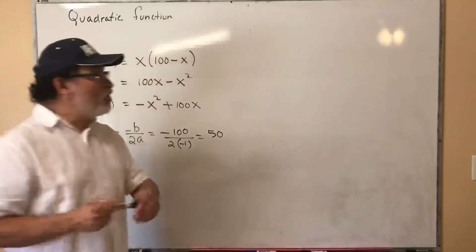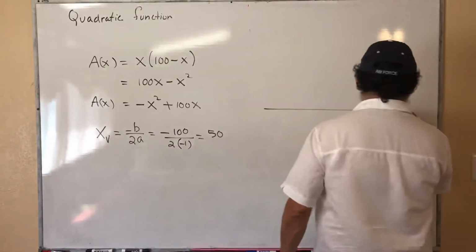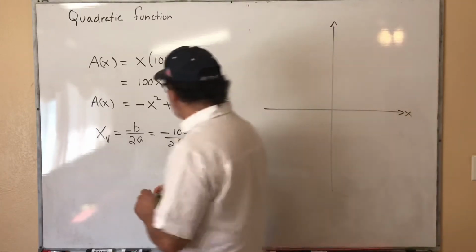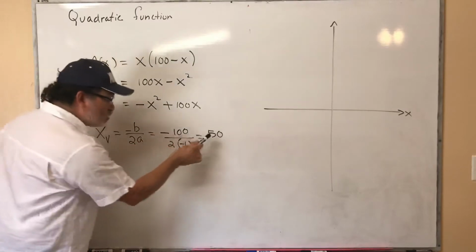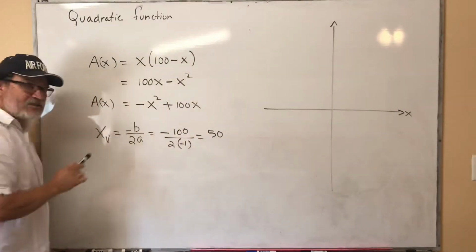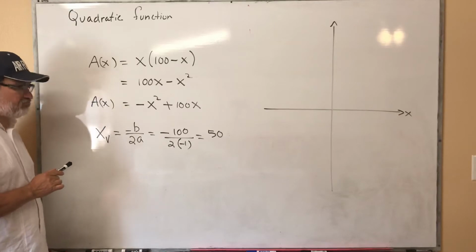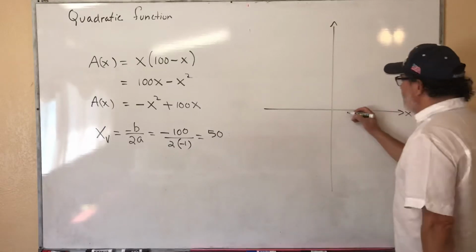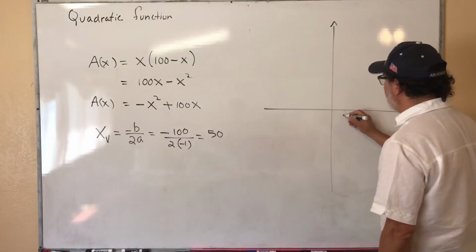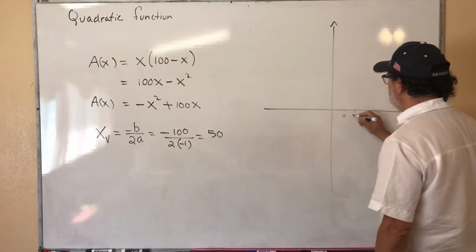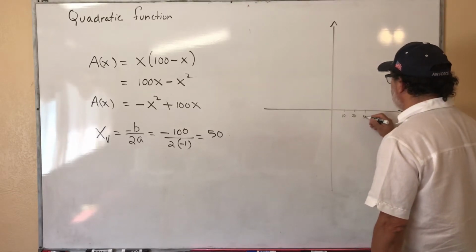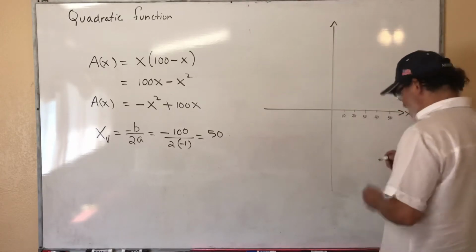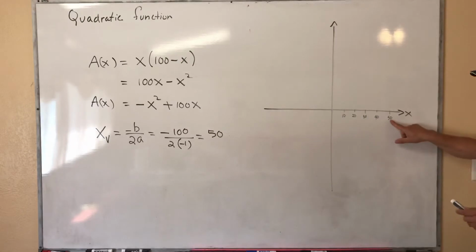Okay, so if you were to go to the xy plane, this here is the x-coordinate of the vertex at 50. X equals 50. Okay? I'm going to say this is 10, 20, 30, 40, 50. That's x equals 50.